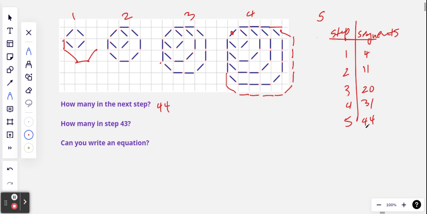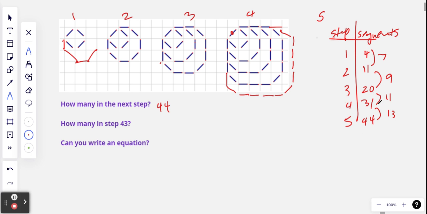So let's take our differences and see if this 44 messes things up or not. So 11 minus 4 is 7. 20 minus 11 is 9. Okay, I think I see what's going to happen here. 31 minus 20 is 11. And 44 minus 31 is 13. So this is looking like maybe I counted correctly.